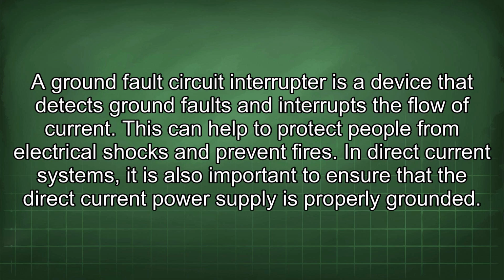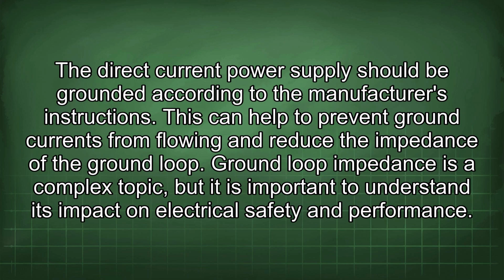In direct current systems, it is also important to ensure that the direct current power supply is properly grounded. The direct current power supply should be grounded according to the manufacturer's instructions. This can help to prevent ground currents from flowing and reduce the impedance of the ground loop.